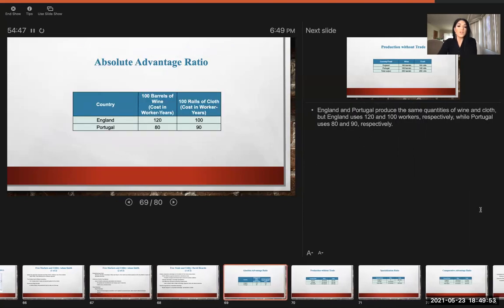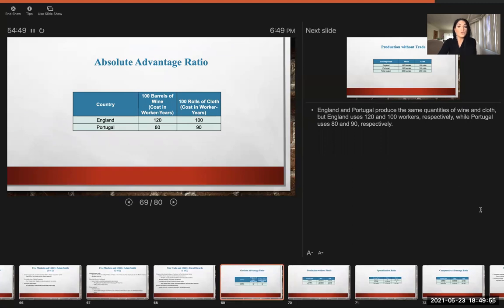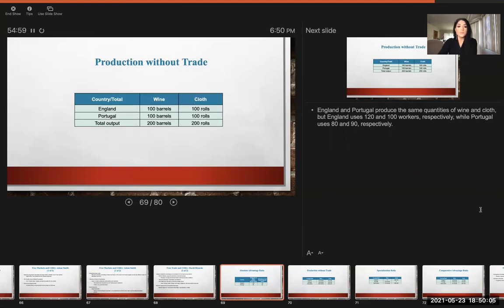Here is an absolute advantage ratio listed out for you. You can pause the video. England and Portugal produce the same qualities of wine and cloth, but England uses 120 and 100 workers respectively, while Portugal uses 80 and 90 respectively.